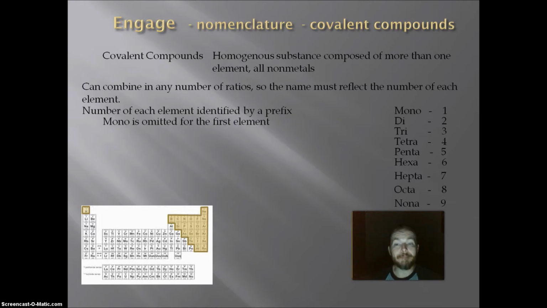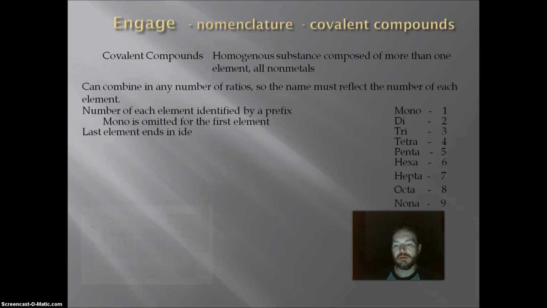Now we will omit mono for the first element. So if the first element has only one thing, we will not call it mono the name of the element. We'll just start with the element name. But for second and third elements, we will use the mono to indicate that there is only one. And the last element, we're going to take the root of its element name and add "-ide" to it to indicate that the compound is ending. So let's try a couple.